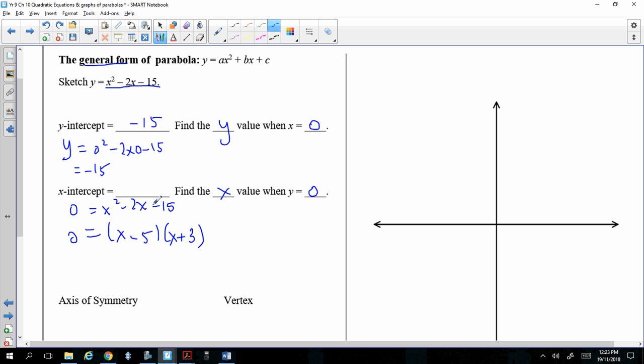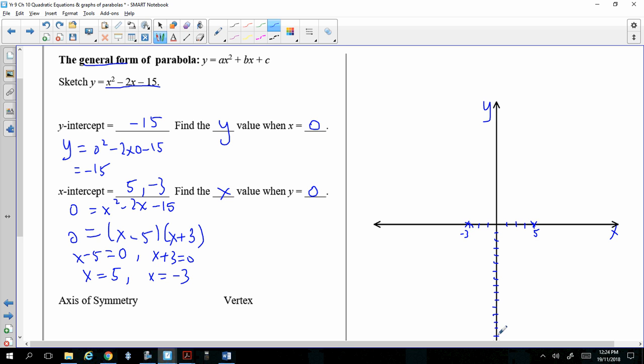And then you use the null factor law, and we get x equal to 5 or x equal to negative 3. 5 and negative 3. Right? So let's label this information on the diagram. We've got the x-intercepts to be 5 and negative 3. So we've got these 2 points. And then you count 1, 2, 3, 4, 5, 6, 7, 8, 9, 10, 11, 12, 13, 14, 15. Negative 15 is the y-intercept.